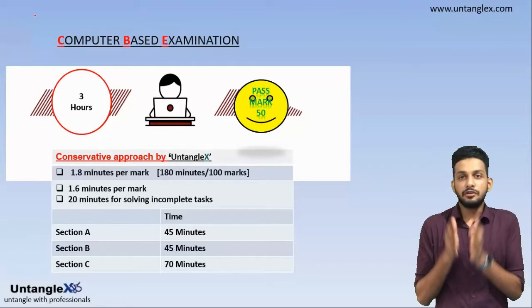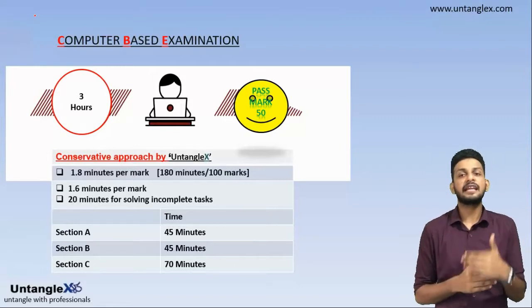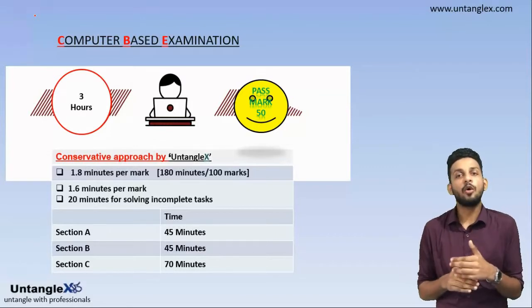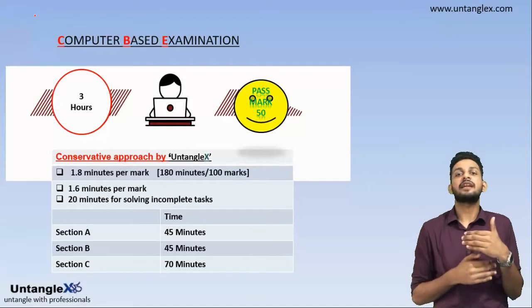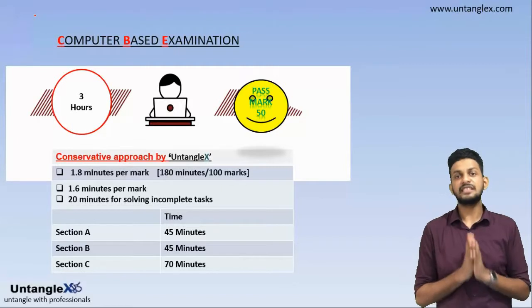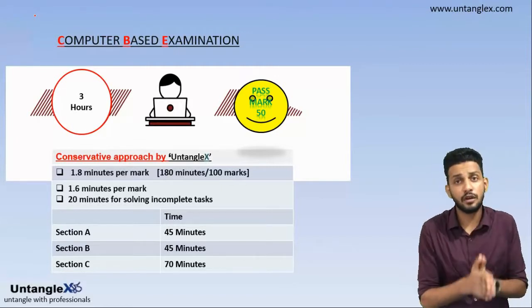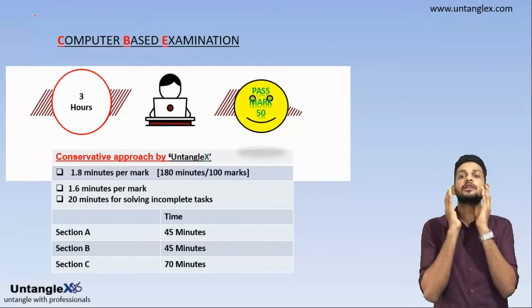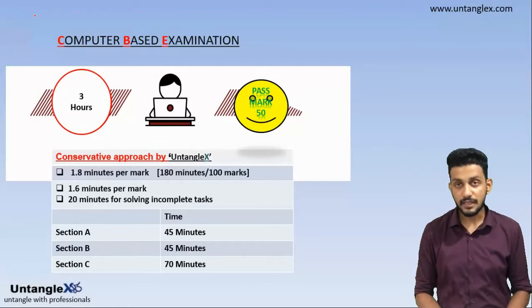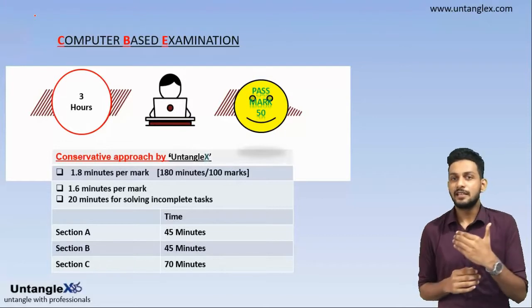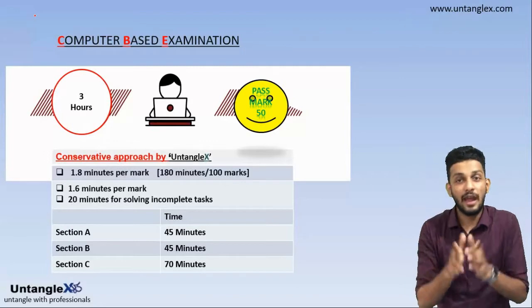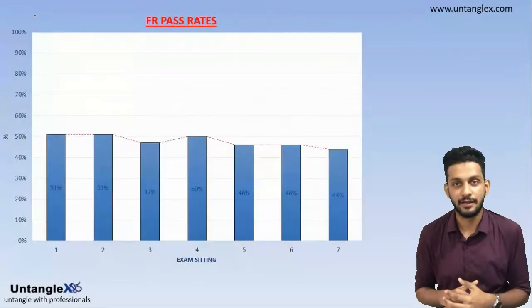And using our conservative approach, we are allocating 20 minutes. You will get an extra 20 minutes to attend all incomplete tasks, and also you will get 20 minutes for reviewing your answers once more. So this is our conservative approach. You have to follow this conservative approach, and you will not run out of time while using this approach. And next, we can measure the depth of your FR before jumping into it.